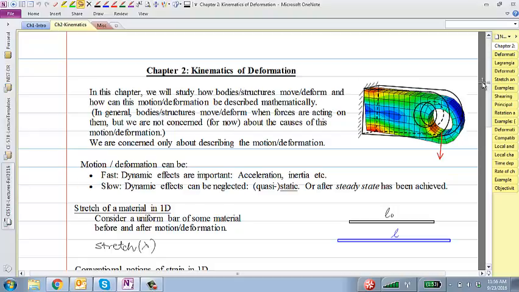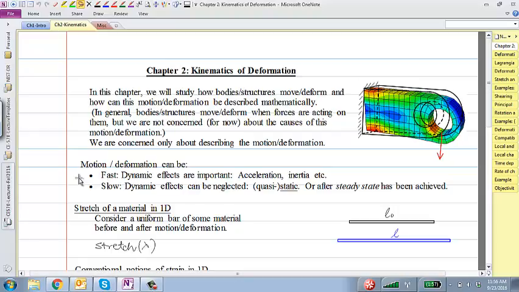We know that if you apply more load, you will get more deformation. But we are not trying to correlate the applied load, or the stress that's built up in the body because of those loads, with deformation just yet. We'll come to that in chapters 3 and 4. For now, all we want to do is describe how the body deforms, and that's what the study of kinematics is all about.